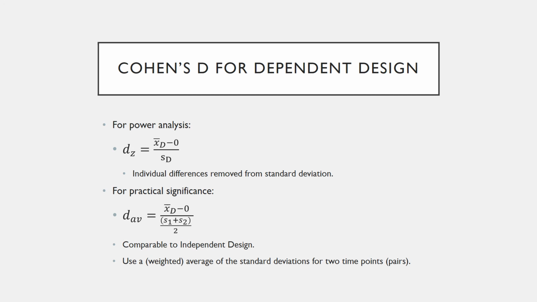So it's kind of like the independent design Cohen's D, because we're weighting the standard deviations. We just happen to have the same sample size in time 1 and time 2, right? Because you have the same amount of people in each. And so we weight the standard deviations equally. So it's very comparable to the independent design. So if you want to know, hey, is this practically significant, then use DAV. If you need to use the Cohen's D for power analysis, use DZ.